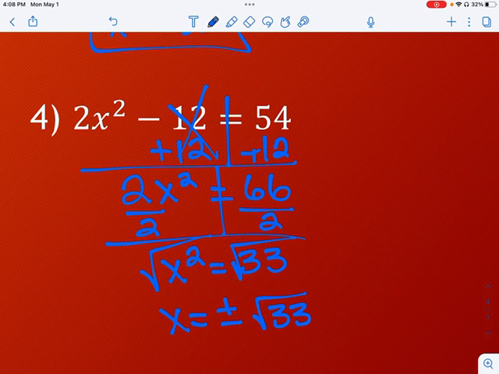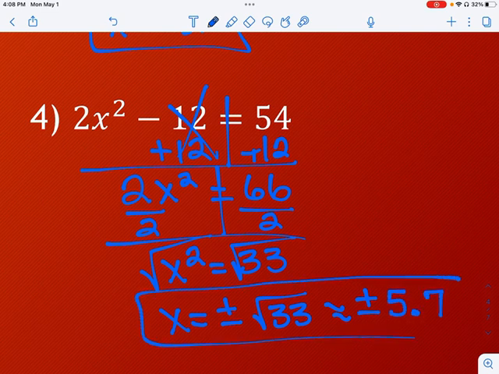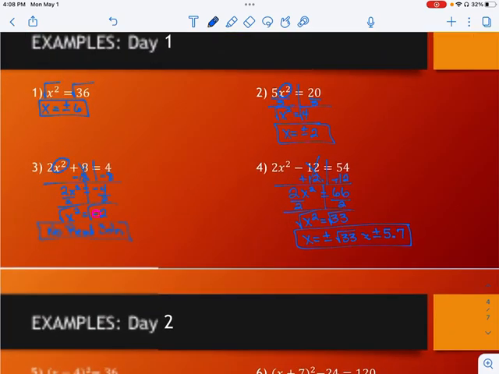And then we're going to find the decimal as well, because it did not come out to be a perfect whole number. We would just simply type in square root of 33, and that's going to give us 5.74. So we're just going to go 5.7 approximately, and there would be our answer. Okay, those are the types of problems that you're going to see on day 1.